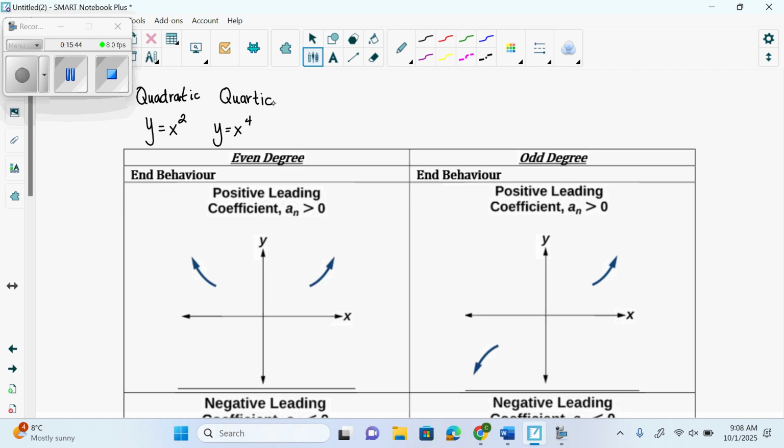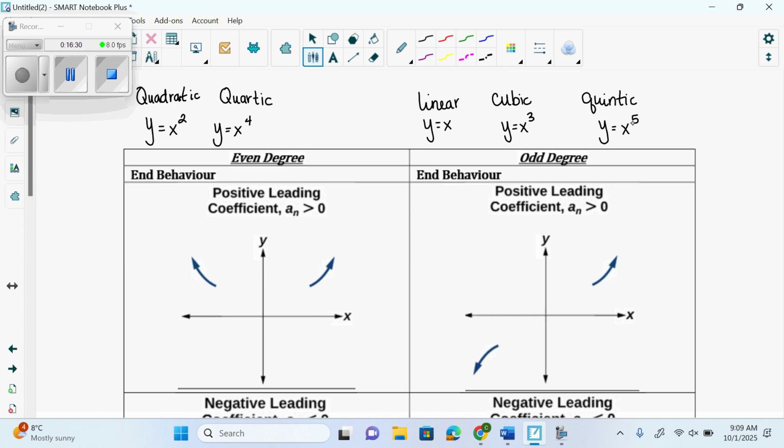Odd degrees, we have linear, which is like y equals x in grade 10, right? Then we have cubic, which is like y equals x cubed. And we have quintic, which is y equals x to the 5. You can't go higher than that, but there are more, right? There's an infinite amount of degrees. We just maxed out at 5 in the curriculum. You could keep going, to infinity. Yeah.